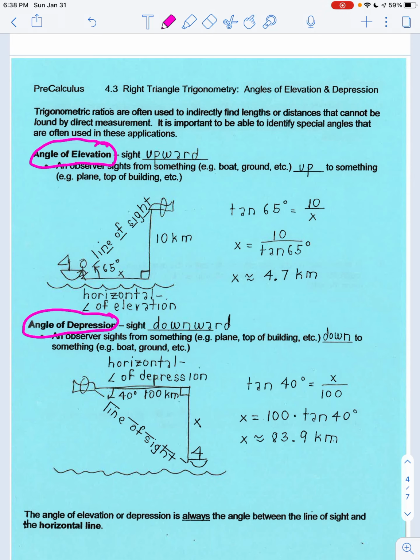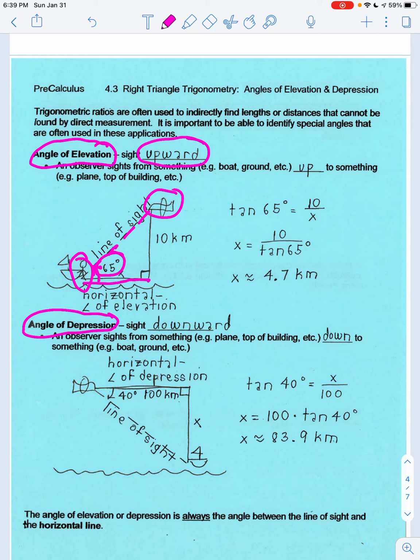Angles of elevation are where we sight upward. For instance, an observer sights from something up to something. So for instance, a person right here sights up to a plane. And you see the line of sight here. And the angle of elevation is formed with the horizontal here, and that's this 65-degree angle.